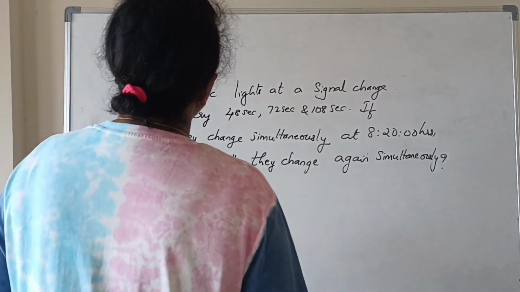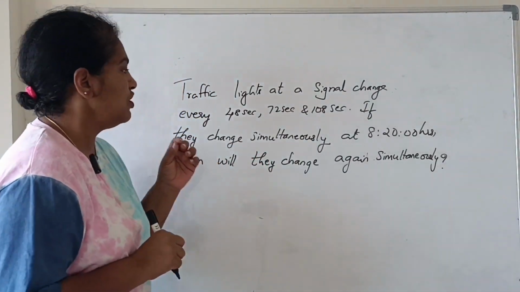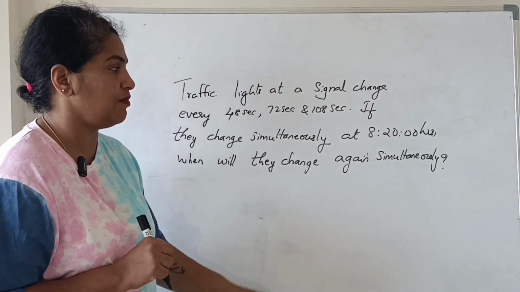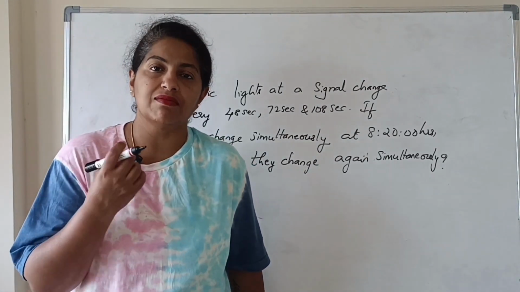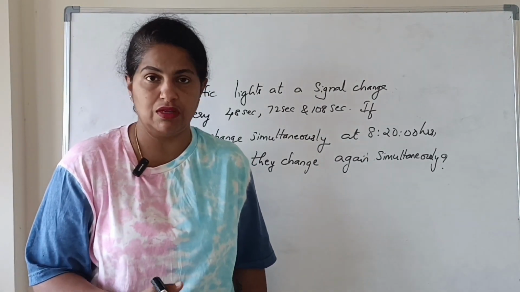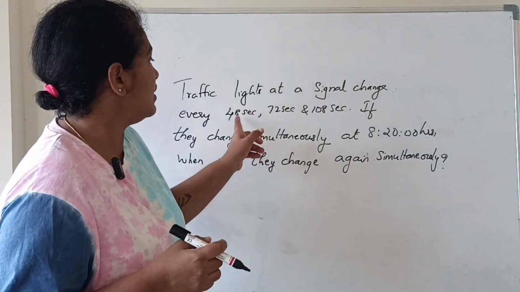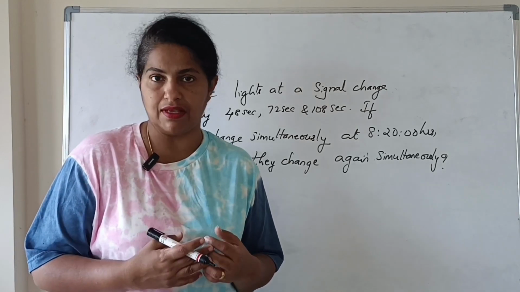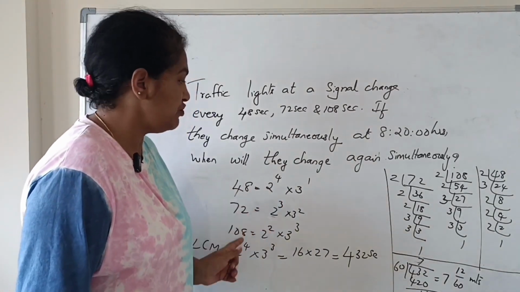Traffic lights at a signal change every 48 seconds, 72 seconds and 108 seconds. If they change simultaneously at 8:20 hours, when will they change again simultaneously? Now it is similar to the previous sum, so I am not going into the explanation of why we have to take the LCM of the numbers because I have already done that. So we need to find the LCM of 48, 72 and 108. So let us use prime factorization for finding out the LCM. So you can see that I have found out the prime factors of each of these numbers.